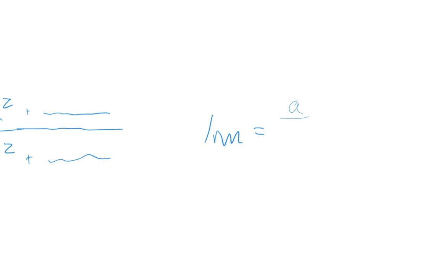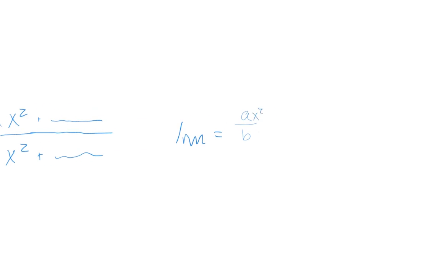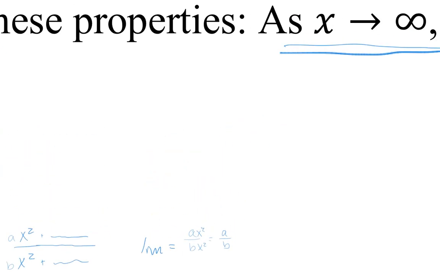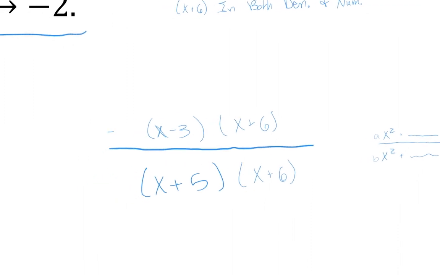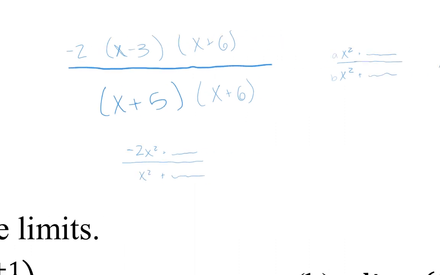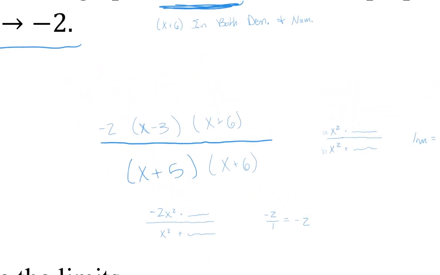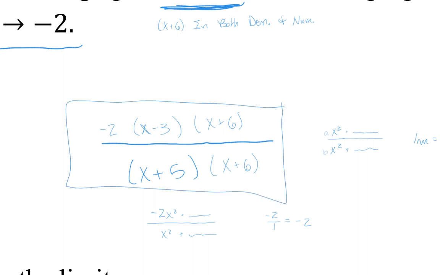So as we go to infinity, it'll end up just being that, because as we get bigger and bigger and bigger, the only terms that will matter will be the highest powers of x. So the limit will kind of look like this, which will be a over b. So what I'm going to do is introduce a -2 into our numerator. That way we'll end up with -2x squared plus everything else over x squared plus everything else. So we take the limit, we'll have -2 over 1, which is just -2. And that gives us a rational function of this. There we go.